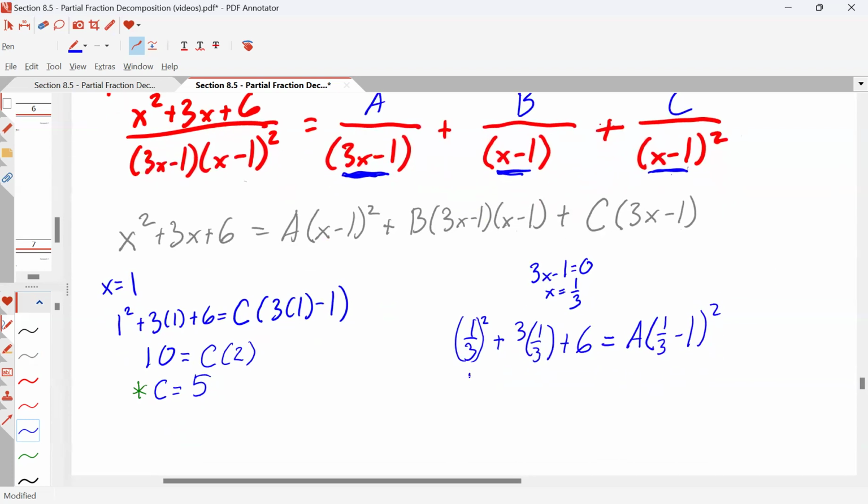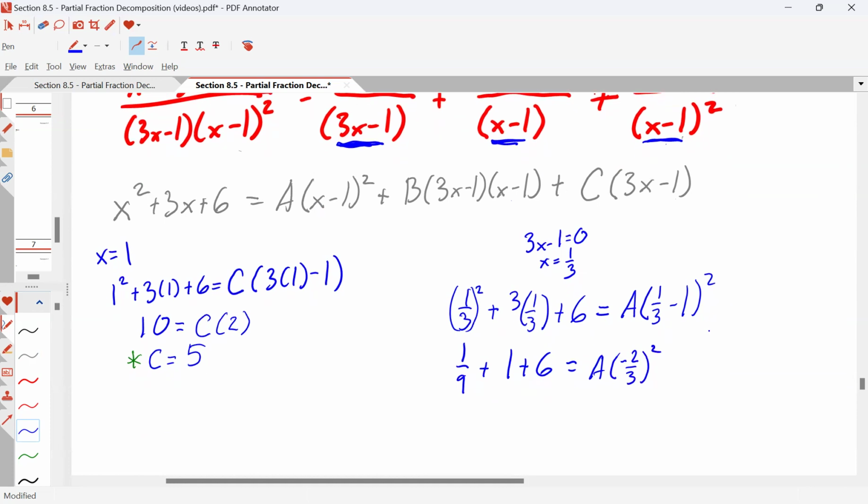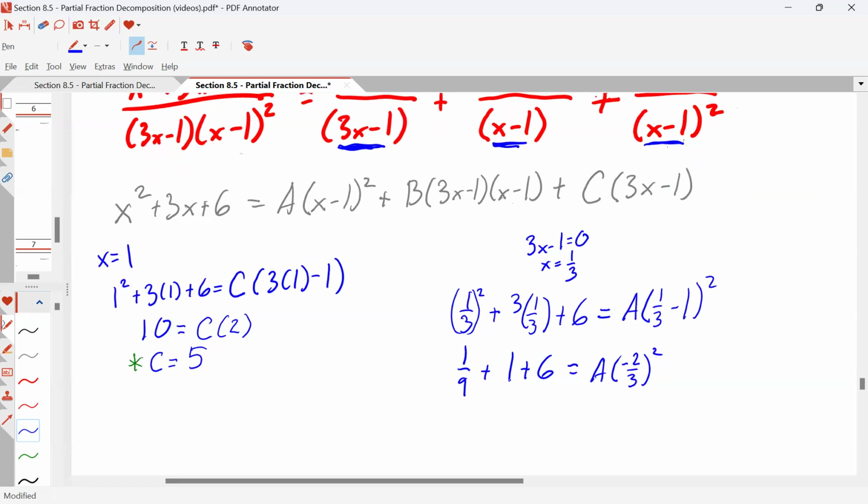Simplifying this down, we get 1/9 plus 1 plus 6, which is equal to a times 1/3 minus 1, which is negative 2/3, squared. Combining like terms, 1 plus 6 is 7. 7 written as a fraction with a denominator of 9 would be 63/9, meaning we have altogether on this left-hand side 64/9.